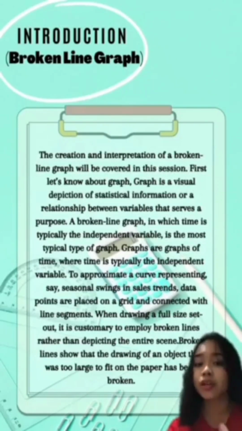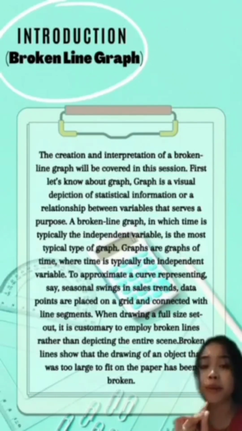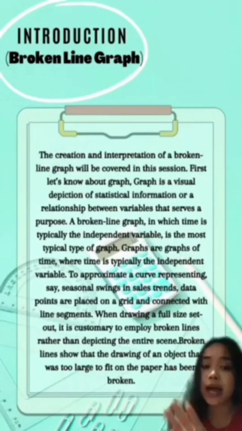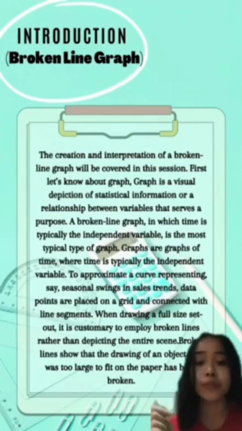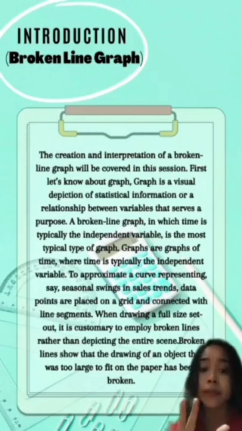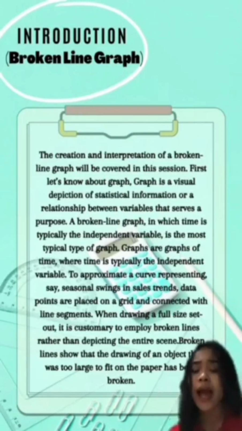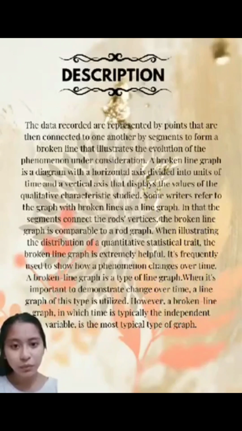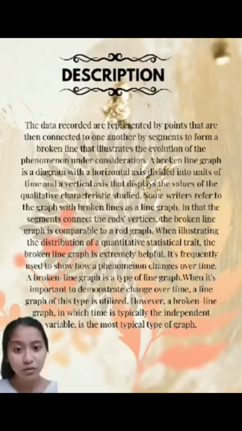To approximate a curve representing, say, seasonal swings in sales trends, data points are placed on a grid and connected with line segments. When drawing a full-size set out, it is customary to employ broken lines rather than depicting the entire scene. Broken lines show that the drawing of an object that was too large to fit on the paper has been broken. The data recorded are represented by points that are then connected to one another by segments to form a broken line that illustrates the evolution of the phenomenon under consideration.